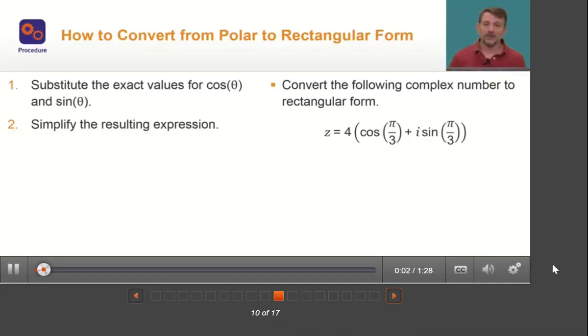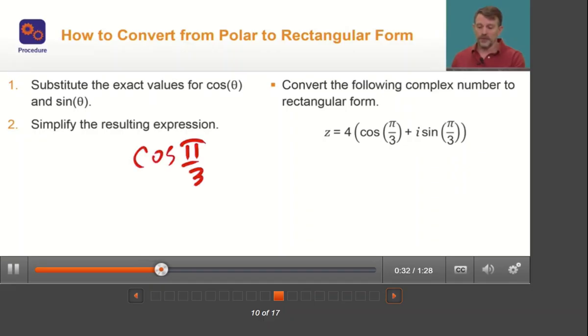It's also possible to convert from polar to rectangular form. You must evaluate cosine theta and sine theta and simplify the expression. Let's consider an example to see how this can be done. Consider the complex number z equals 4 times cosine of pi over 3 plus i sine pi over 3. To convert z into rectangular form, we must first evaluate cosine of pi over 3, and that is equal to one half.